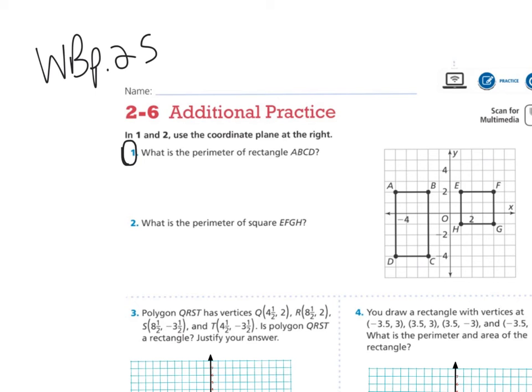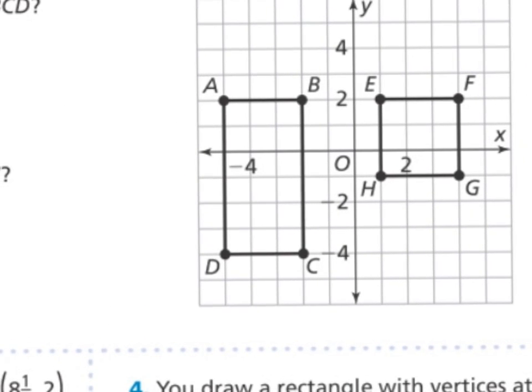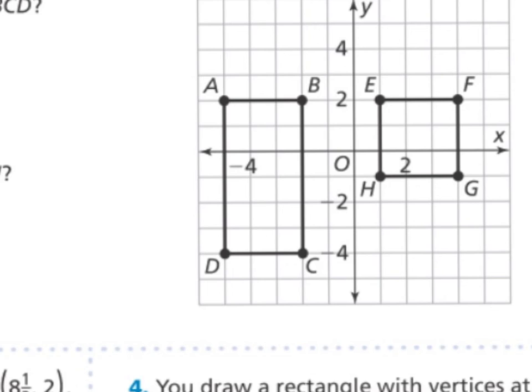So workbook page 25, number 1, they want us to find the perimeter of rectangle ABCD. So perimeter is the distance all the way around. Always check first what they're going by. In this case, they are going by ones, so we can just count by ones, count squares basically. If they're not going by ones, we got to think a little bit differently. But so if we just want to look at this going straight across here from A to B, that would be 3 units across from A to B.